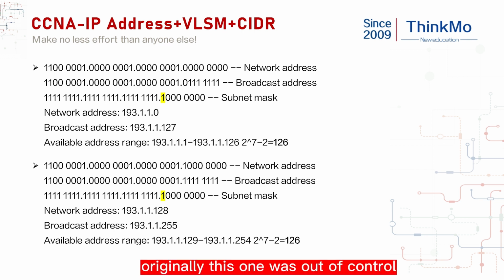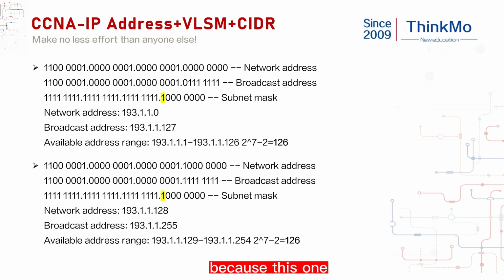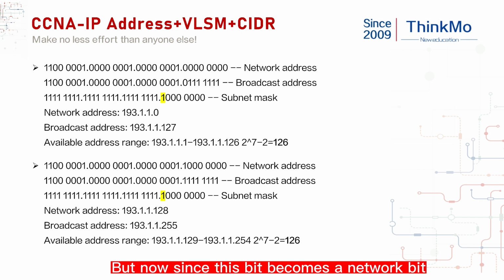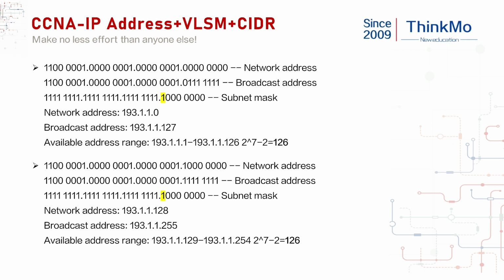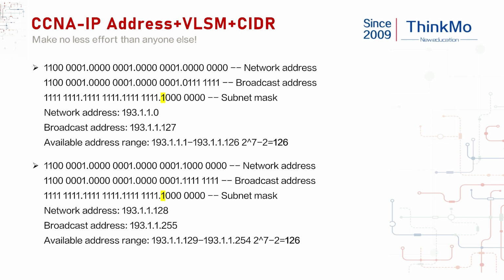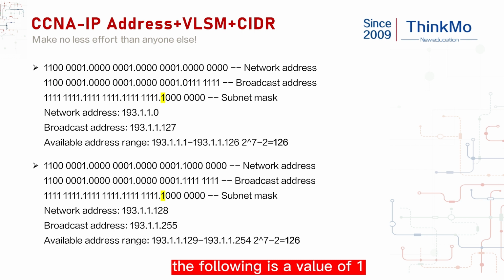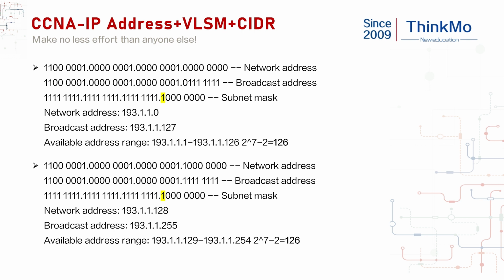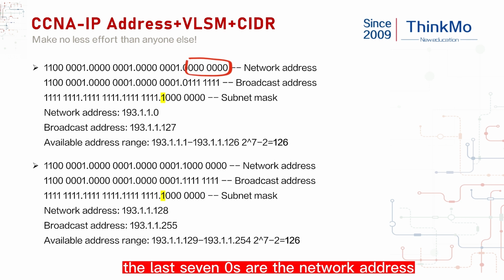Originally this one was out of control, because it could only be all zeros or all 1s. But now, since this bit becomes a network bit, there are 2 values, 0 and 1. The above is the value of 0. The following is a value of 1. Then for the value of 0, the last 7 zeros are the network address. The last 7 ones are the broadcast address.